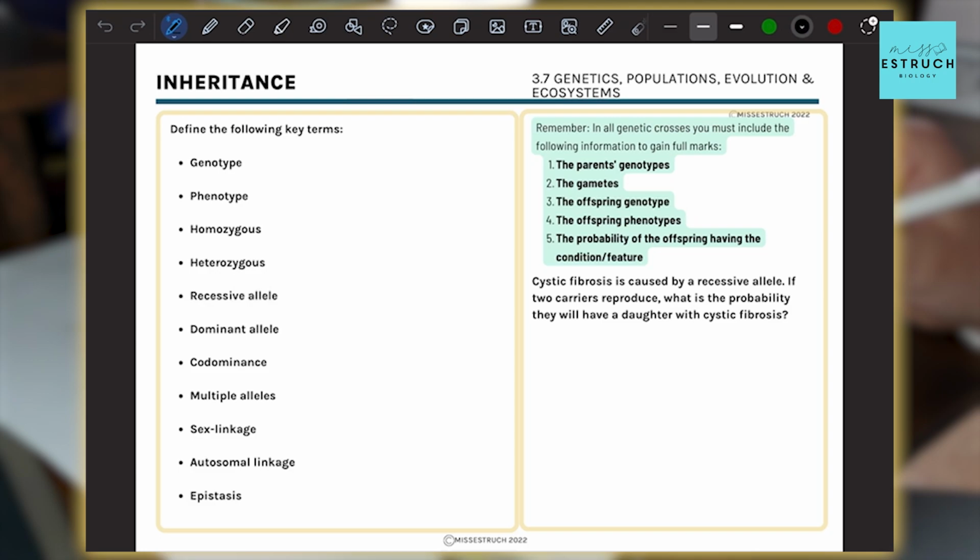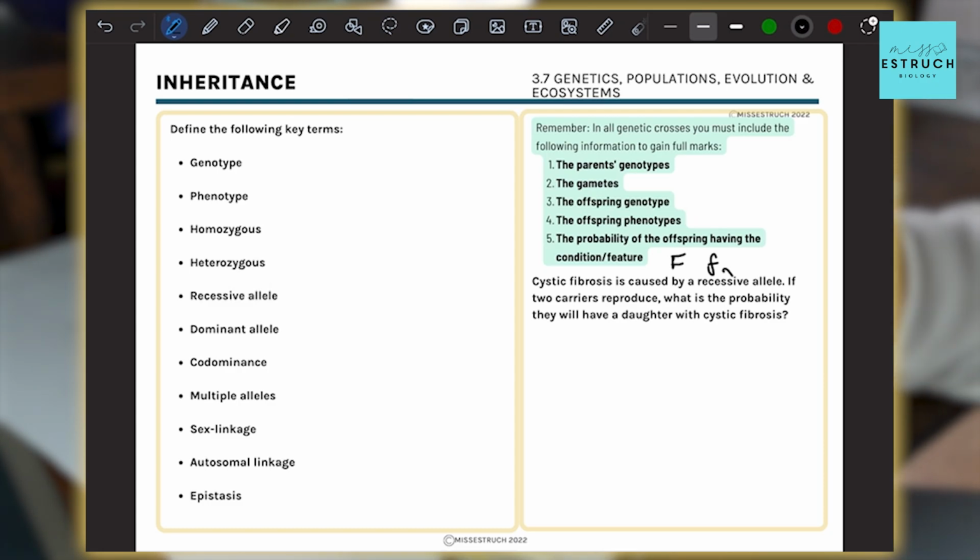And then we've got cystic fibrosis is caused by a recessive allele. So let me just go to pen. We'll use the letter F, capital F and lowercase f to represent the 2 alleles. And the recessive allele is the one that results in cystic fibrosis, dominant doesn't. What is the probability that 2 carriers will have a daughter?